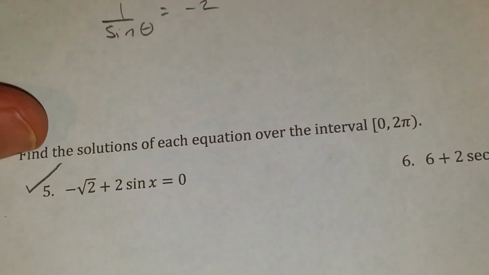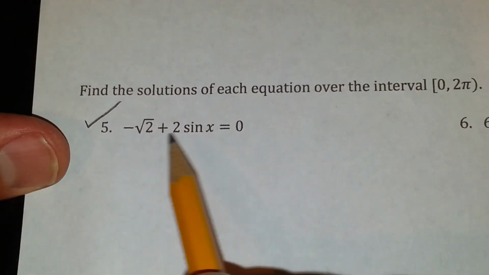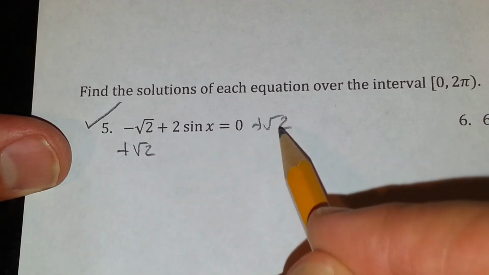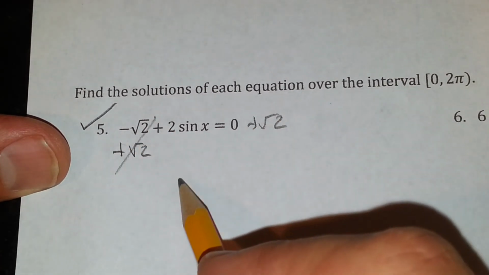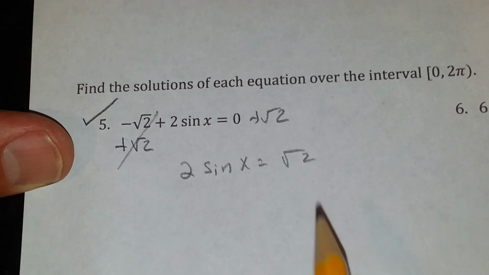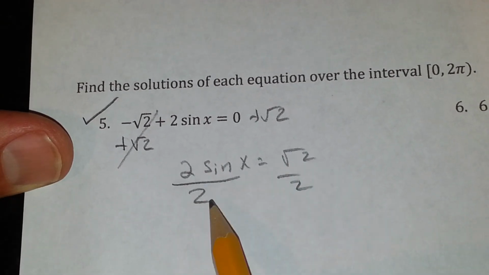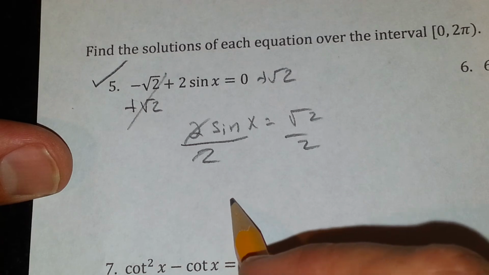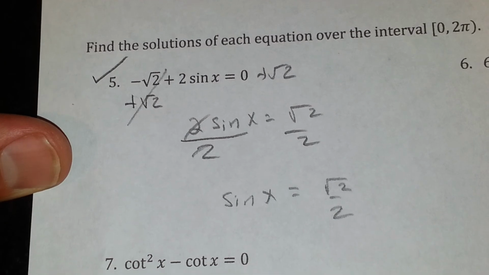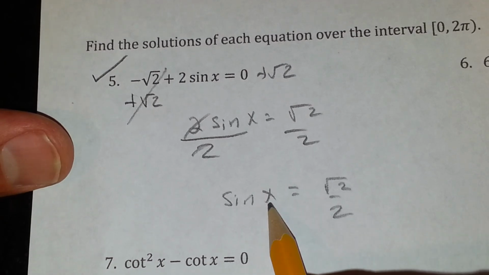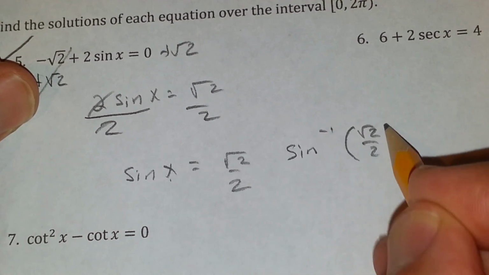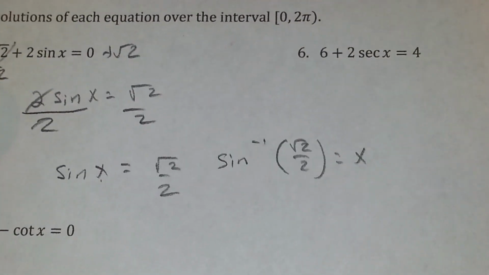And then down here, it's just a little algebra. I'm going to add root 2 to both sides. That cancels out. Now I've got 2 sine of x equals root 2. Now let's divide by 2. So now I get sine of x, or theta, equals root 2 over 2. So what is that going to be? It should be 45 degrees, but we can do what? Inverse sine of root 2 over 2 to get what theta is, or x.